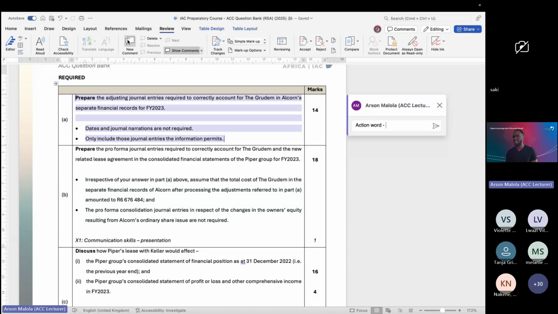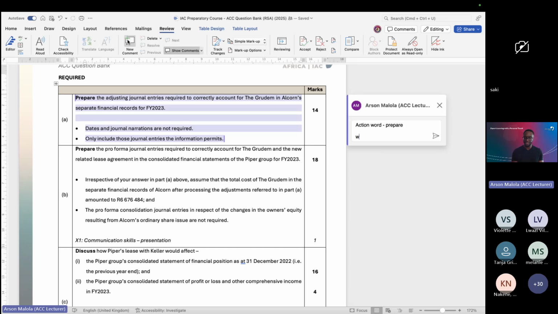Now, the first thing required is just "prepare," which is quite a vague action word, which is also at the same time quite self-explanatory, right? It gets much more interesting or fun if the action word is like critically evaluate or discuss or analyze, or whatever the case may be. Like what do all those words mean? So prepare is essentially just do it, right? It's quite a self-explanatory action word, nothing more to it. So that's the first thing that I really like to make sure that I'm crystal clear on.